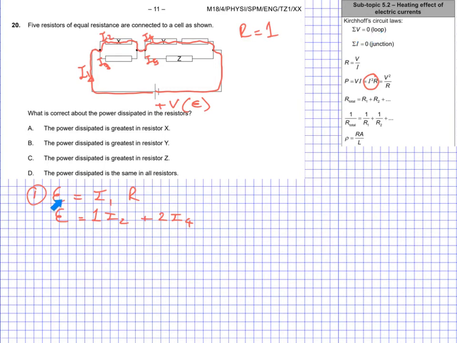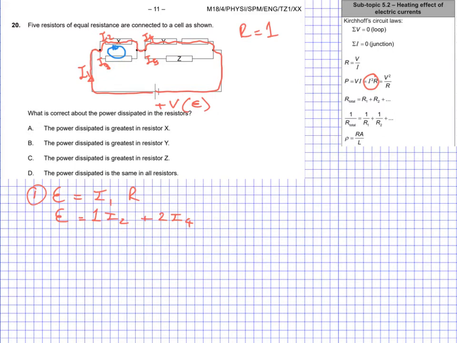Now this red loop had an EMF in there, it had a voltage, but my next loop is not going to have a voltage, because my next loop is just going to be in here, and I'm going to say that it's going this direction. So when I'm referring to my current 2, my I2, that's going to be positive because it's the same way as my positive red loop. And when I'm referring to my I3, that's going to be negative.